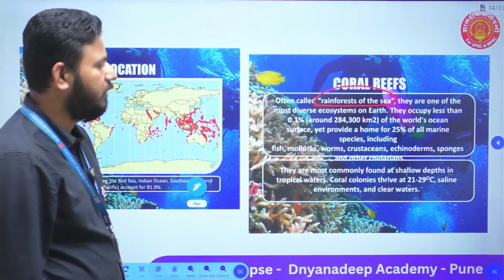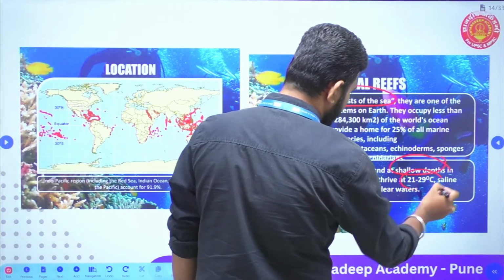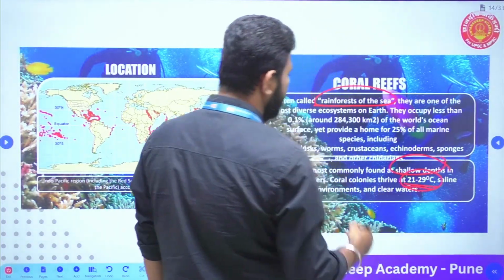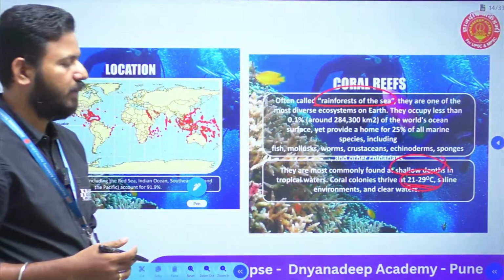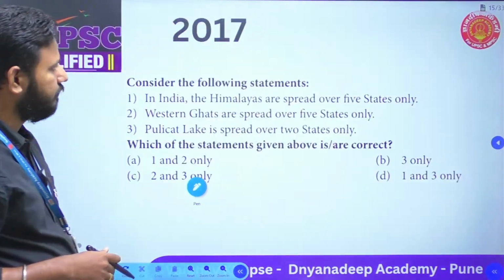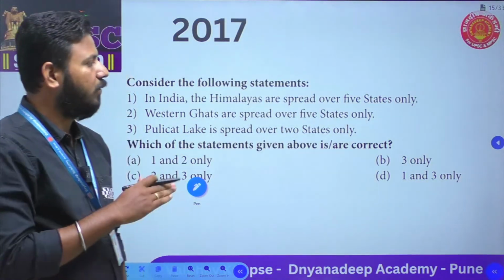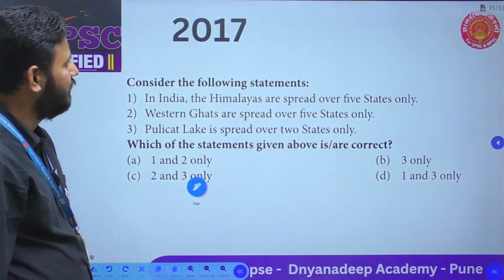They are most commonly found in shallow depths. Temperature has to be somewhere around 21 degrees Celsius to say 30 degrees Celsius. And the water has to be clear and clean. Now these are all the questions from 2018. Now we have questions from 2017.